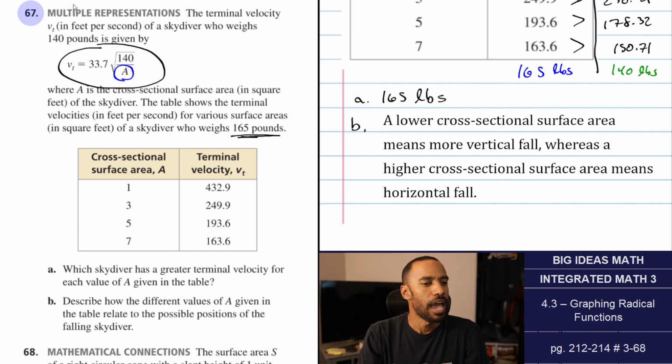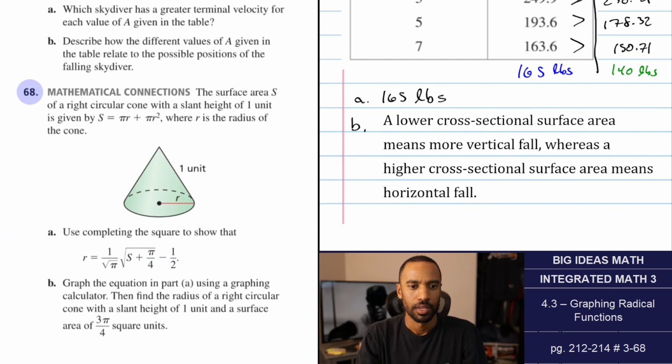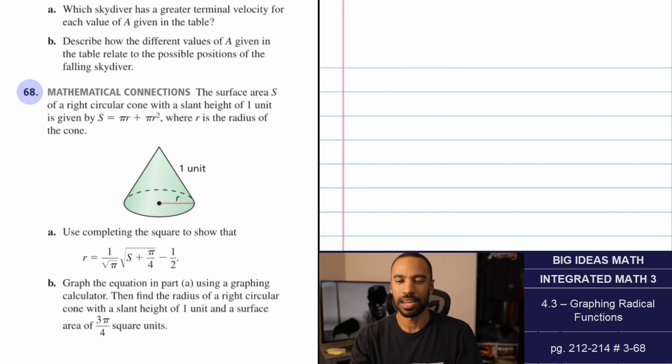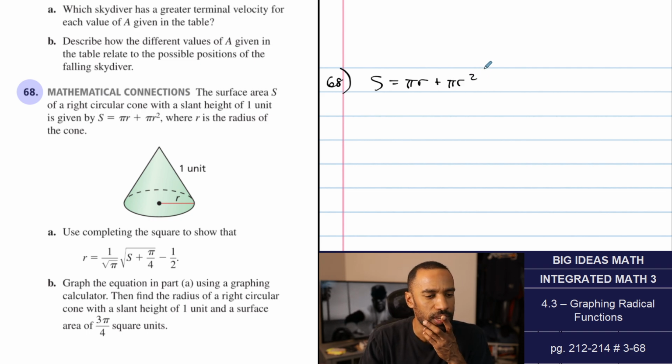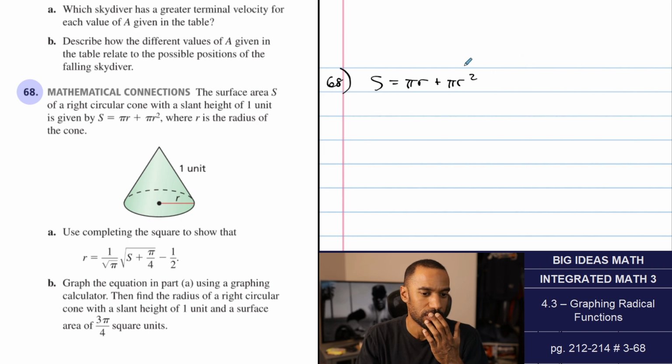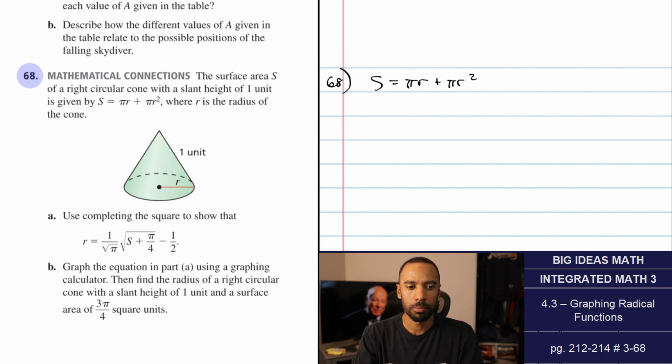That's just interpretation. And finally, number 68, mathematical connections. We got a cone, people. The surface area S of a right circular cone with a slant height of 1 unit is given by S equals pi r plus pi r squared. With a slant height of 1, oh yeah, that's true, because it's pi r L, pi r times 1, plus pi r squared, where r is the radius of the cone. All right, use completing the square to show that that is true.